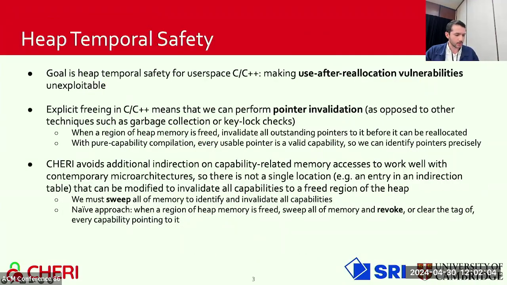So the goal of this work is to give heap temporal safety for user space C and C++ programs using CHERI. In other words, to make use-after-reallocation vulnerabilities on the heap unexploitable. The question is, what's the best way to approach this? There are a couple of observations to make. One is that explicit freeing in C and C++ means that we can perform pointer invalidation, as opposed to other techniques for heap temporal safety, like garbage collection or key-lock checks. Pointer invalidation says that when a region of heap memory is freed, we will invalidate all outstanding pointers to that region before it can be reallocated. In that way, we avoid exploitable use-after-reallocation vulnerabilities.